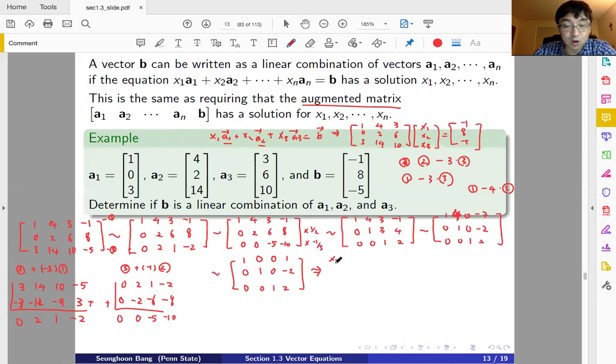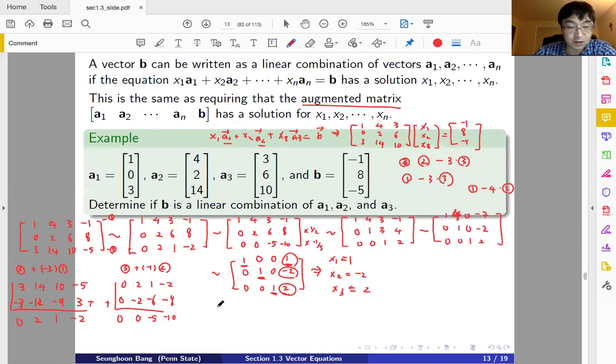Was it like x1? So this is related to x1 is 1. So here, this is 1. x1 equals 1. Was it like x2? So this one is related to x2, negative 2. So x3 is related to this number is 2. So x3 equals 2. So what's the final answer?